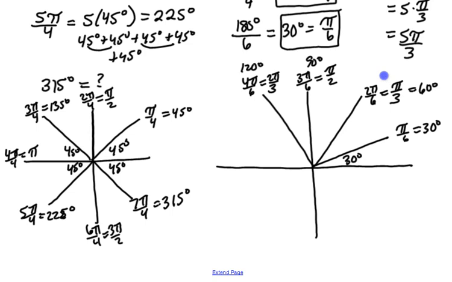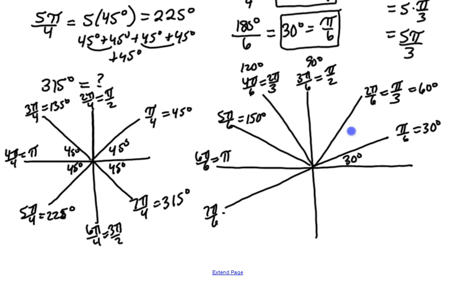This is 120, and 120 is 2 times 60. So 2 times pi over 3, 2 times 60. If I go another 30 degrees, then I'm at 150, or I'm at 5 pi over 6. 5 pi over 6, 150. 6 pi over 6 would be just pi. So when I go another 30 degrees, that's 180, so this would be 210, or 7 pi over 6, 210.